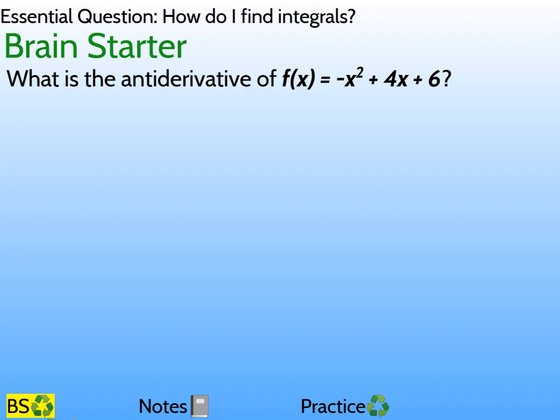Let's take the antiderivative of f of x equals negative x squared plus 4x plus 6. So to do this, big F of x equals negative x cubed over 3 plus 4 times x squared over 2 plus 6x plus c. Now we can cancel some things out here and simplify, and we still have negative x cubed over 3. This simplifies to 2x squared plus 6x plus c.